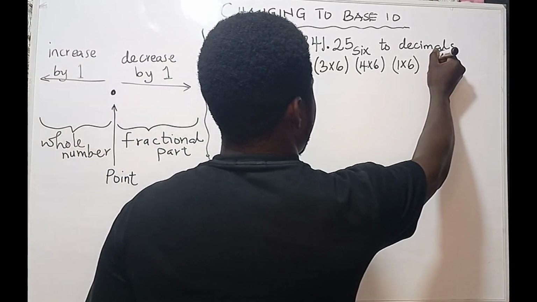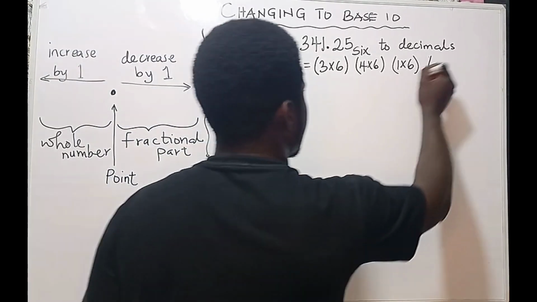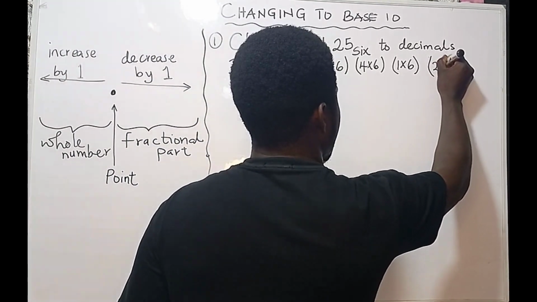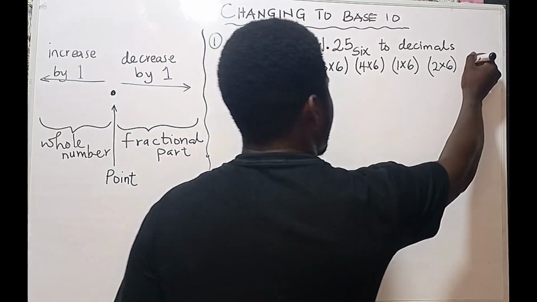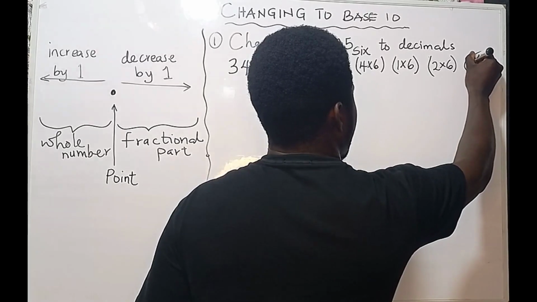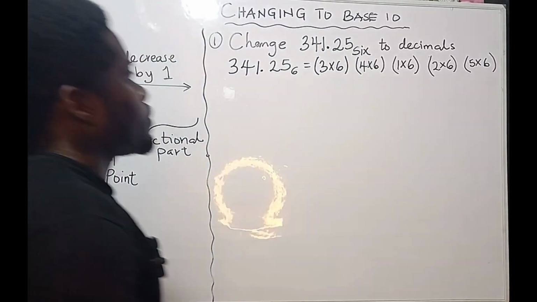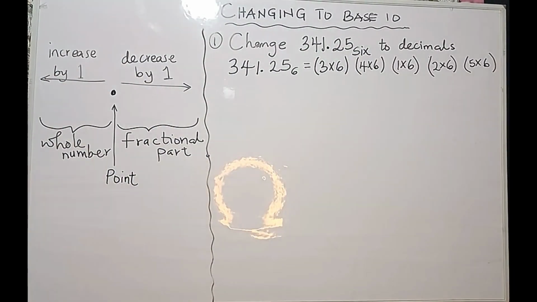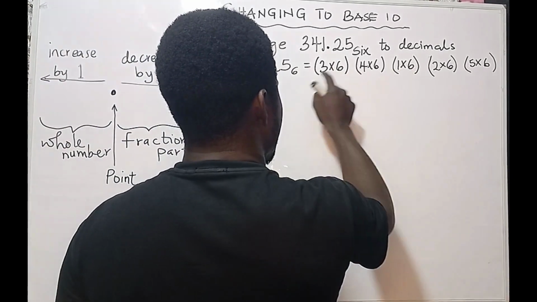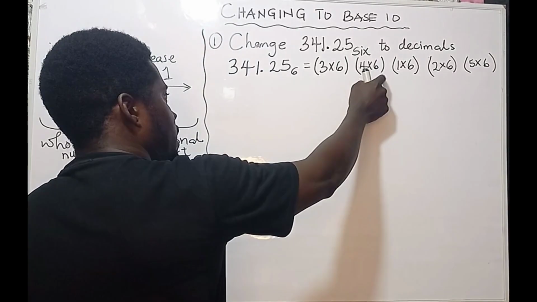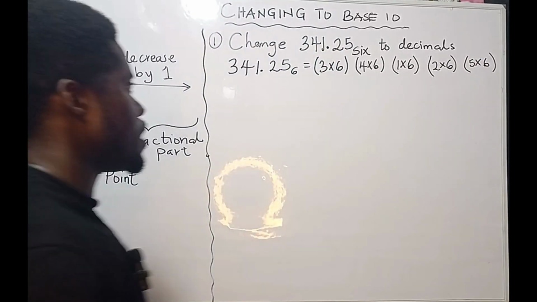We pick the fourth one after the point, we have 2 times 6. And then lastly, we pick the 5, we multiply it by 6. All right. So after multiplying, we get the products here. If you multiply this and that, you get a product. Multiply that, you get a product, and you get a product for each.